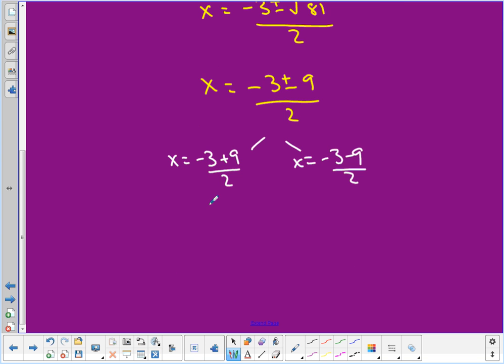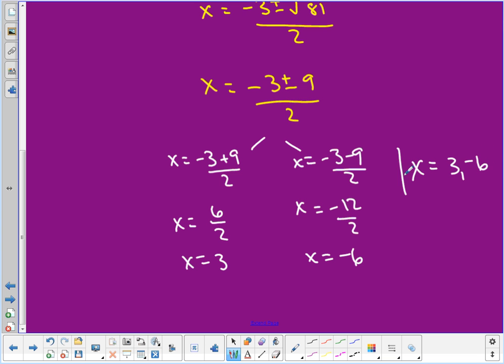So when that happens, I have x is equal to negative 3 plus 9 is 6 over 2. That's x equals 3. Negative 3 minus 9 is negative 12 over 2. That's x equals negative 6. So my two solutions here are 3 and negative 6. Again, not an ordered pair, just two different values for x.